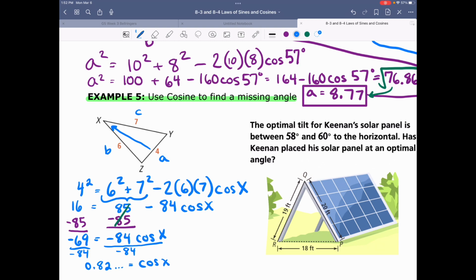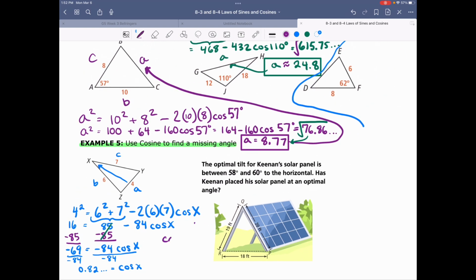But to figure out what x equals, I have to take the inverse of that. So in the calculator, you're going to have to do second cosine of second answer to figure this out. So second cosine gives me the inverse cosine of my answer, which is 0.82 dot dot dot. It's better if you use the second answer in the calculator so that you get the exact.